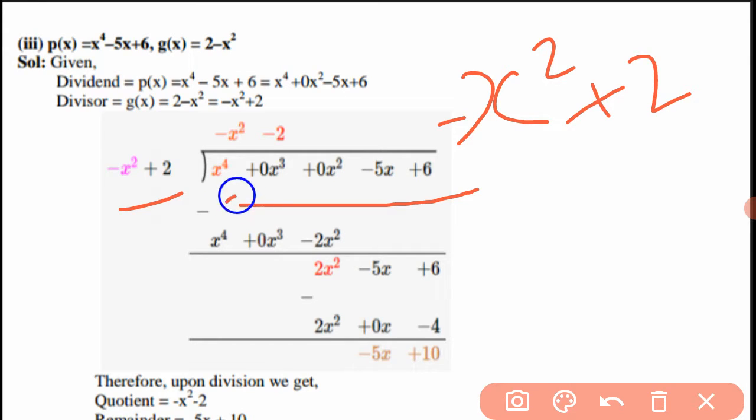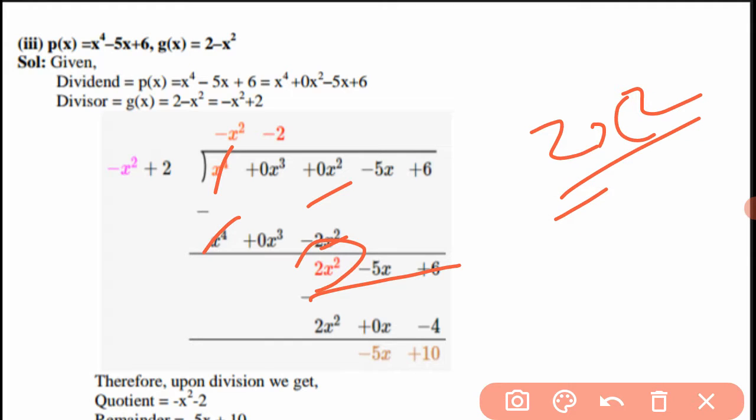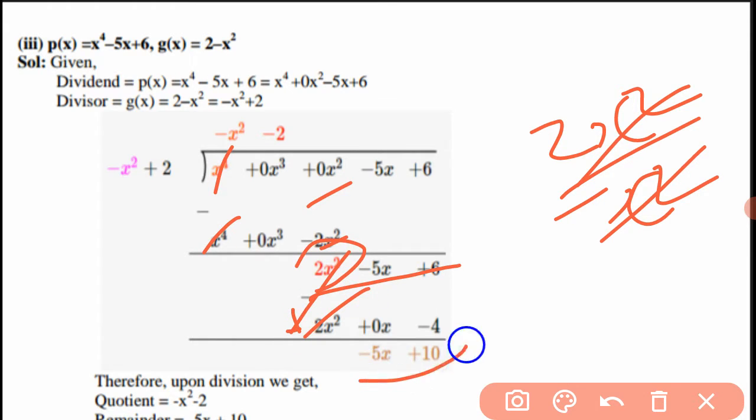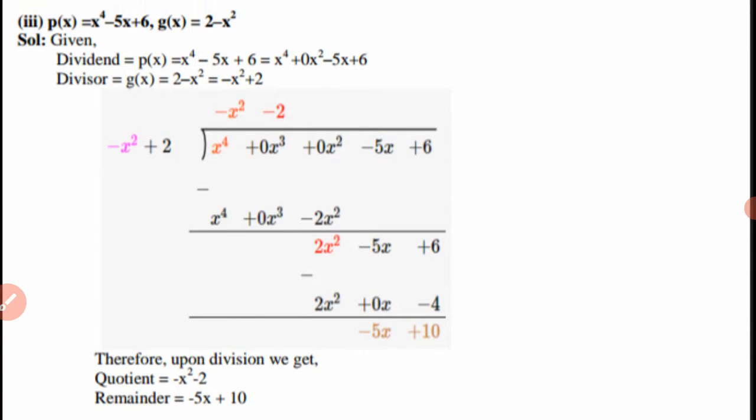Now here x power 4 will be divided by minus x square, so it will be minus x square, so this x power 4 will be cancelled, then minus x square will multiply by 2, so it will be minus 2x square. So by using this it will be 2x square and minus 5x and plus 6. Now again dividing this 2x square by minus x square, so it will be minus 2, and the minus sign will become plus and it will be cancelled, and here the remainder will be minus 5x plus 10. So in this way we can find its remainder, and the quotient is minus x square minus 2. This is the quotient.